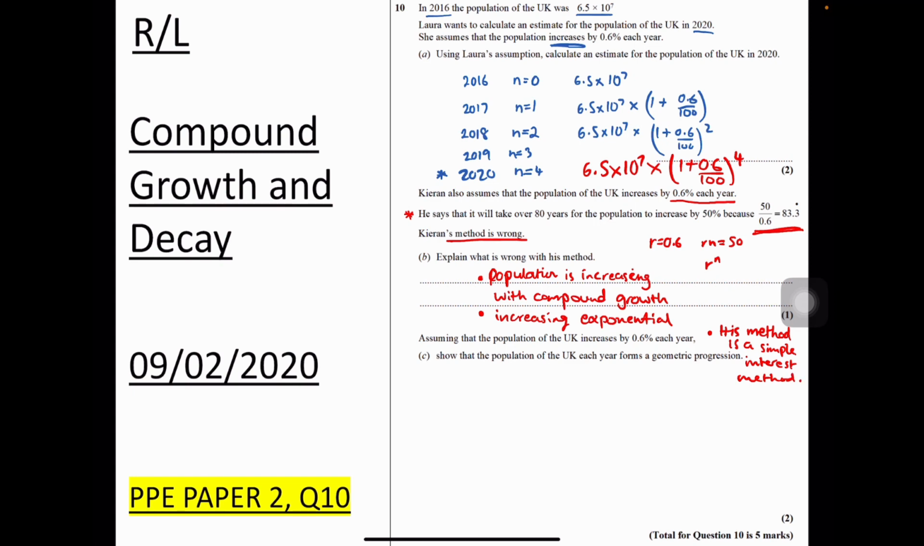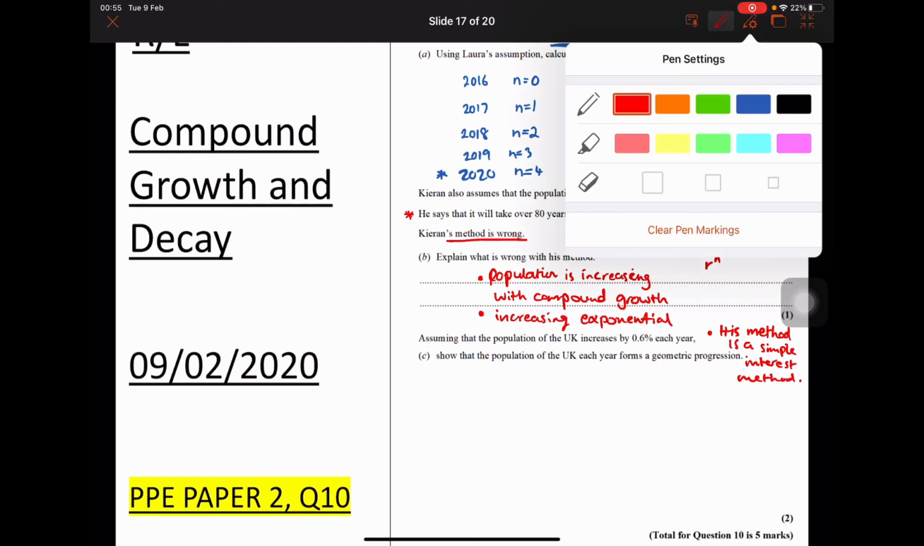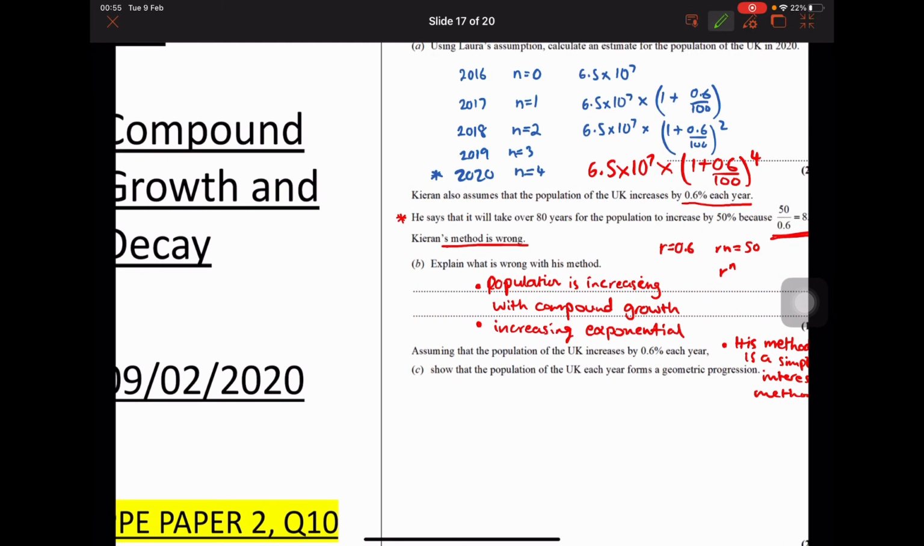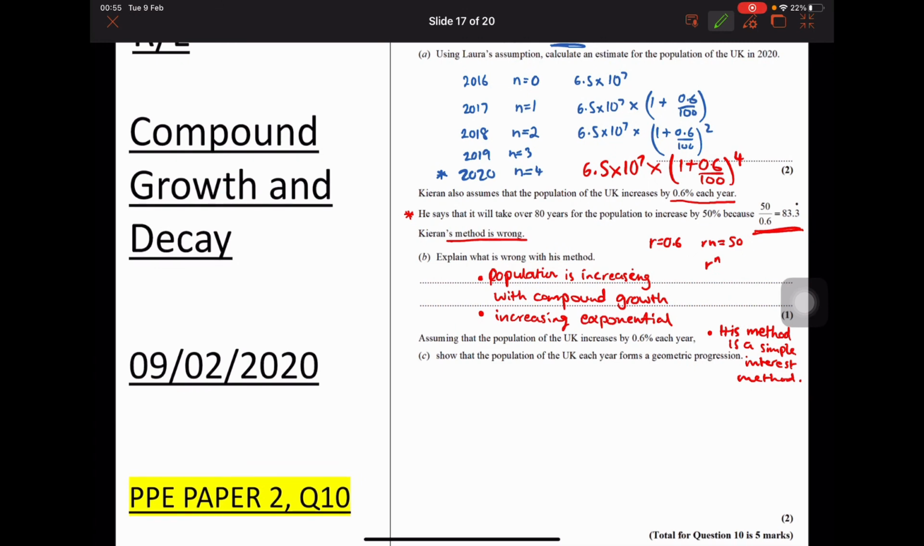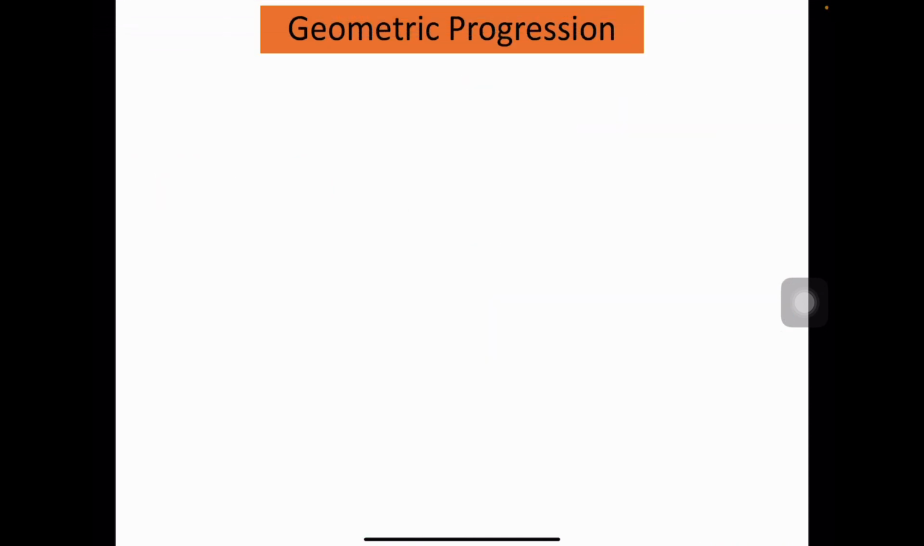Assuming that the population of the UK increases by 0.6% each year, show that the population of the UK each year forms a geometric progression. Now, to answer this question, you need to understand what geometric progression actually means. So I'll underline it right now. And on the next slide, you can see some notes on geometric progressions.